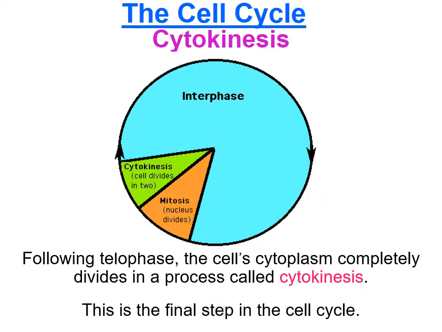The final phase of the cell cycle is cytokinesis. It starts directly after telophase. Try to think of cyto as the prefix of cytoplasm. We will be dividing the cytoplasm completely, and at the end of this stage we will have two separate cells.